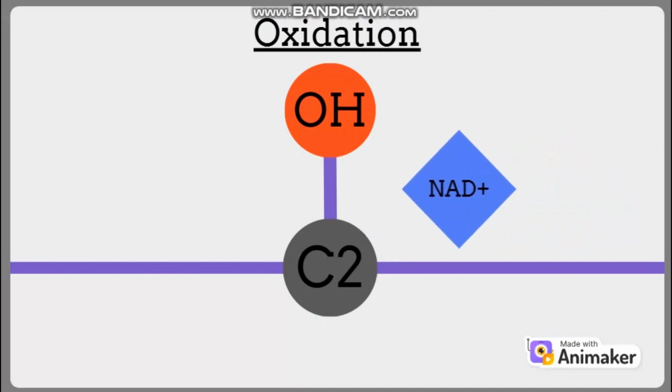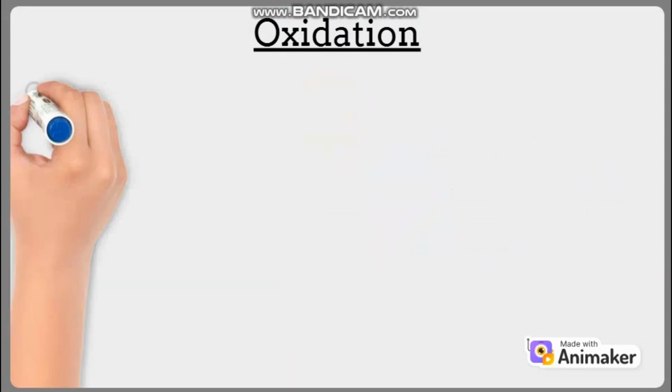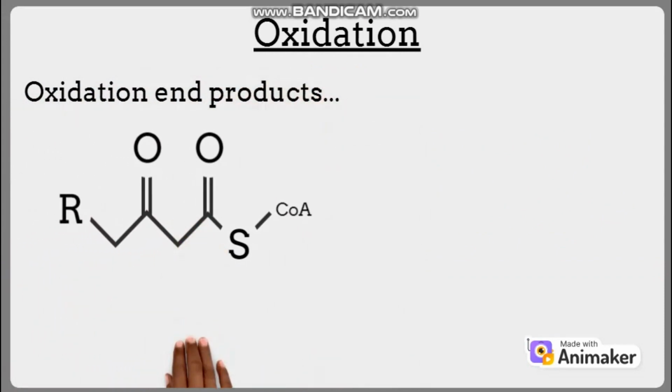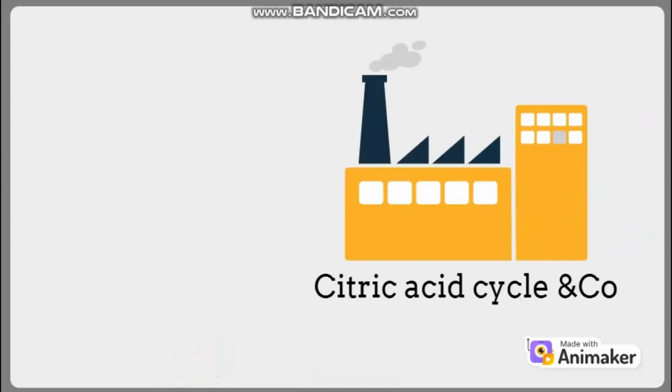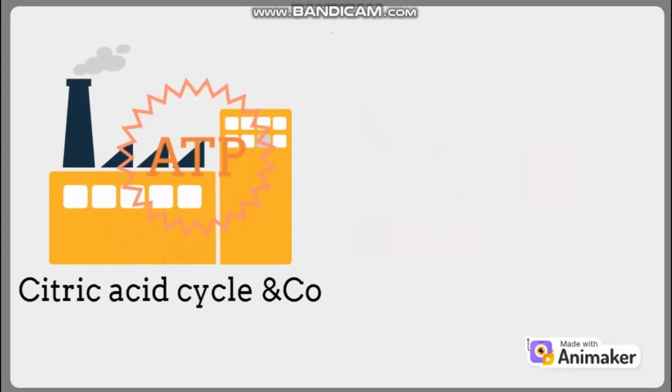The hydroxyl group on carbon 2 of L-beta-hydroxyacyl coenzyme A is oxidized by NAD+ in a reaction that is catalyzed by the enzyme 3-hydroxyacyl coenzyme A dehydrogenase, producing beta-ketoacyl coenzyme A and NADH + H+. NADH can now enter the citric acid cycle to produce ATP that will be used as energy.